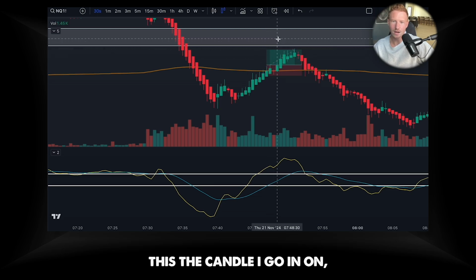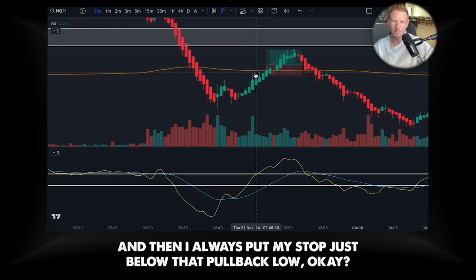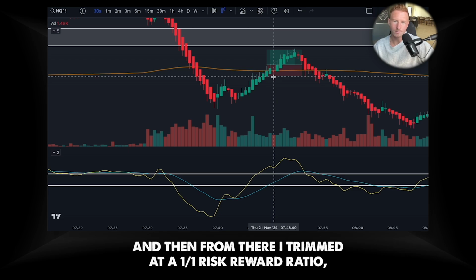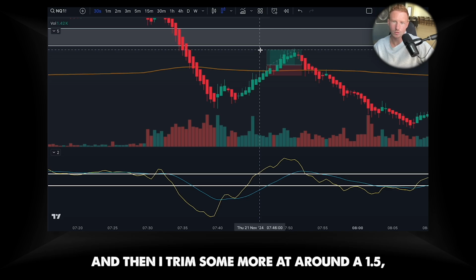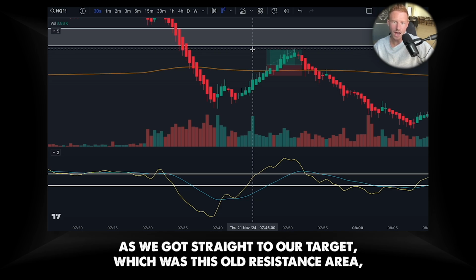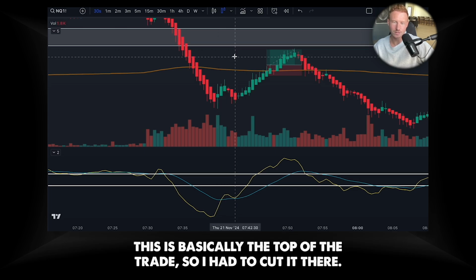This is the candle I got in on, and then I always put my stop just below that pullback low. Then from there, I trimmed at a 1-to-1 risk-reward ratio, and then I trimmed some more at around 1.5 as we got straight to our target, which was this old resistance area. This is basically the top of the trade, so I had to cut it there.